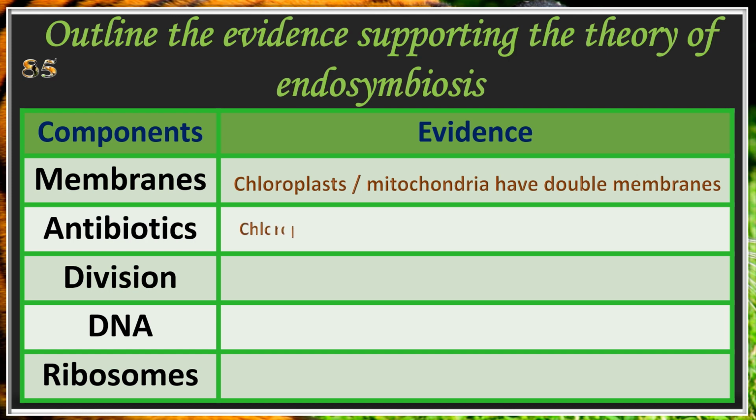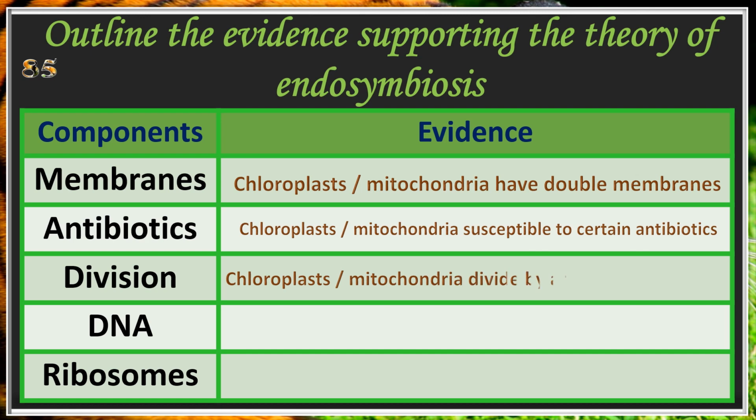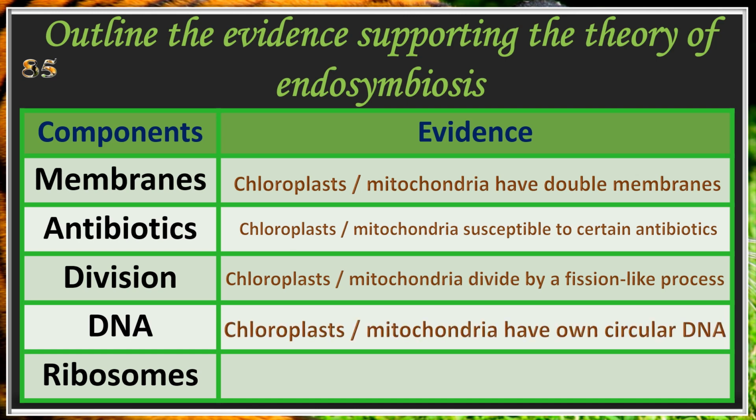Antibiotics. Chloroplasts and mitochondria are susceptible to certain antibiotics. Division. Chloroplasts and mitochondria divide by a fission-like process. DNA. Chloroplasts and mitochondria have unicircular DNA.